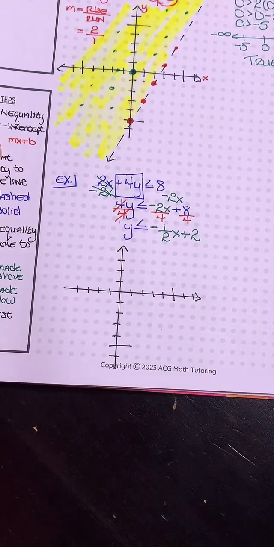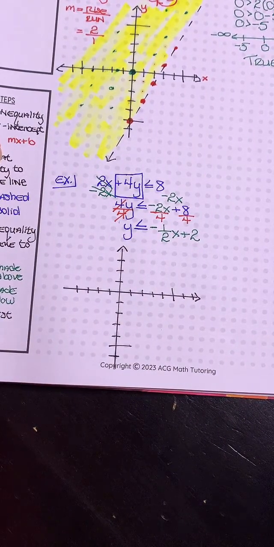So now, yes, the goal is always to get y by itself anytime you're dealing with an equation or inequality, especially a linear one.